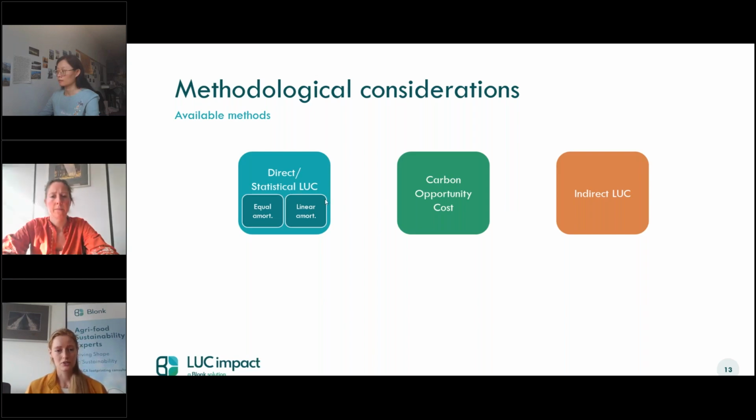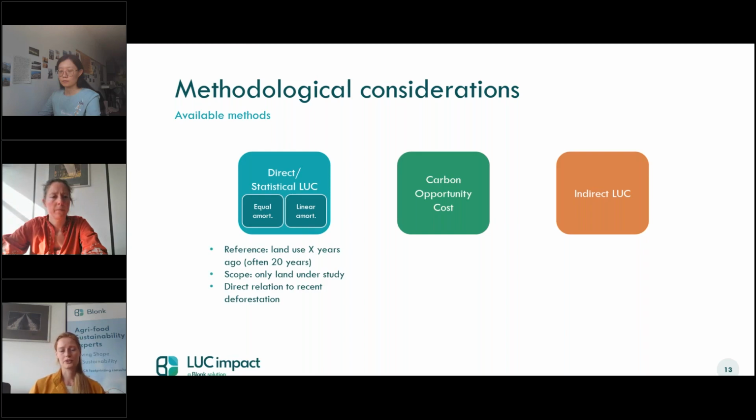So first, direct land use change or statistical land use change. They're slightly different concepts, but they follow the same principle. And within that, there is some choice still in the methodology that you apply. So here there's a choice, for example, between equal amortization and linear amortization. If you're not sure what that means, that's okay. We'll come back to that in a different slide later.